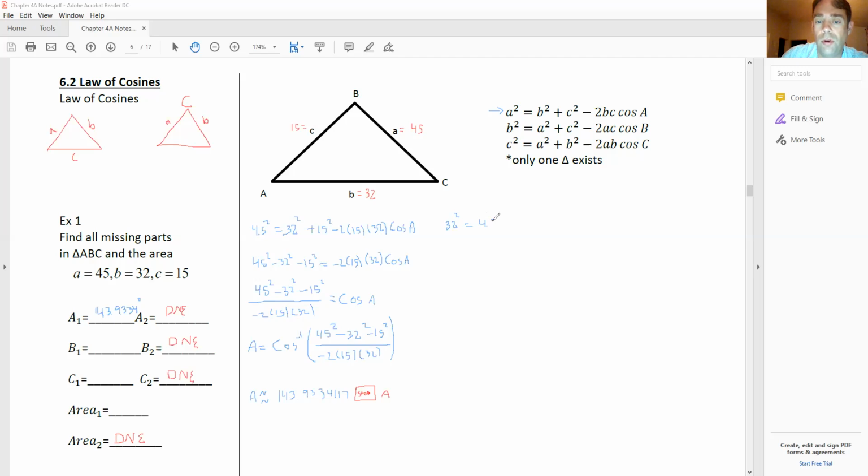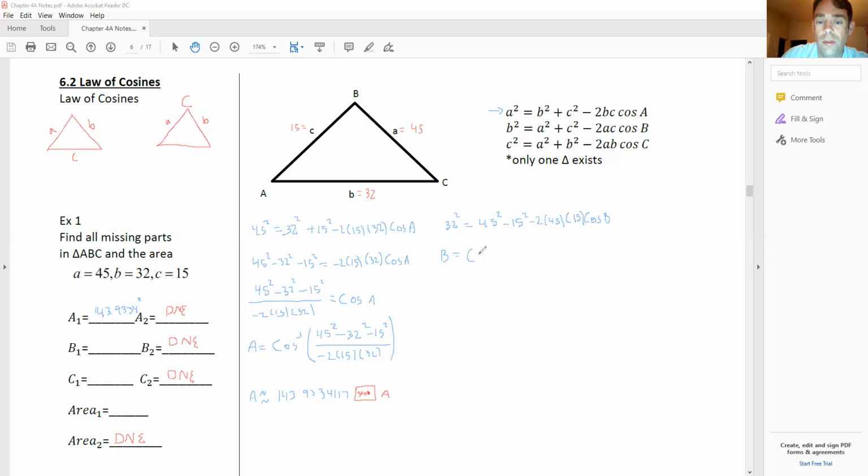So 32 squared equals 45 squared minus 15 squared minus 2 times 45 times 15 times cosine of B. So again, it's the same thing. Once we start law of cosines, we stick with law of cosines. And we can go through and get B by itself the exact same way we just did with A.